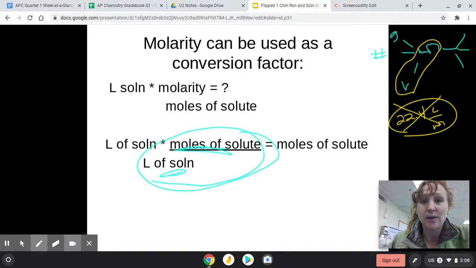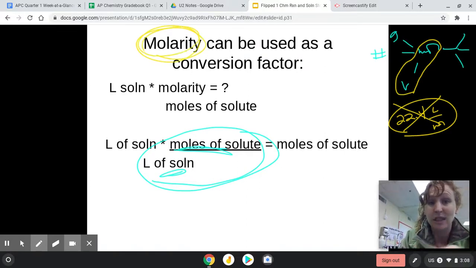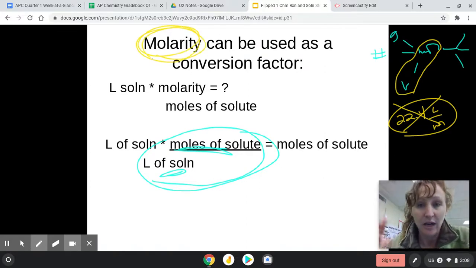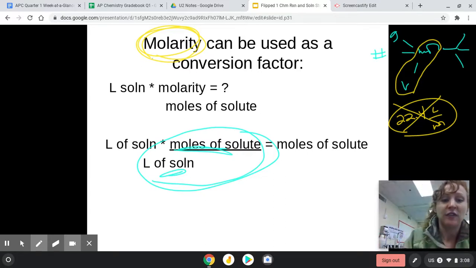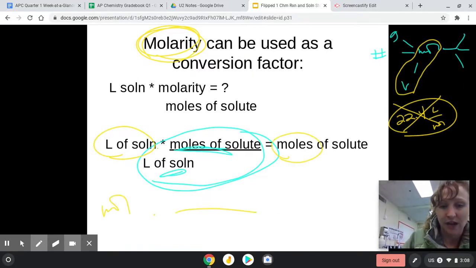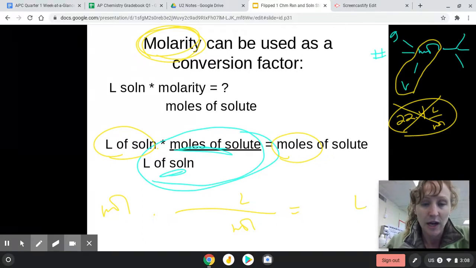If you want to talk about solutions, the ratio that you have to use to convert between moles and volume is molarity. Molarity is going to give you that conversion factor you need when you're talking about solutions. If you start with liters and multiply it by molarity, you'll get moles. If you start with moles, then you're going to have to flip molarity, put moles on the bottom, liters on the top, and then you're going to get your volume out of there.